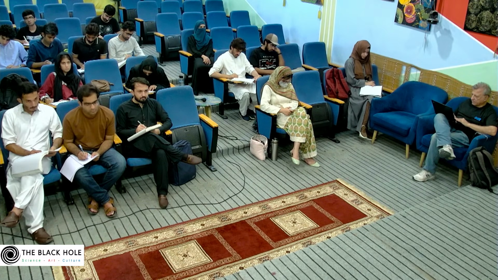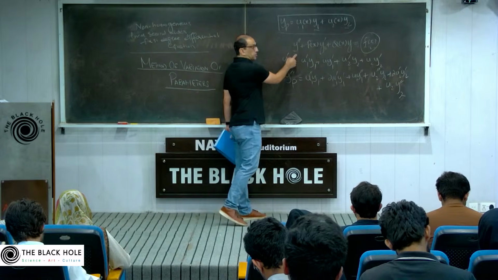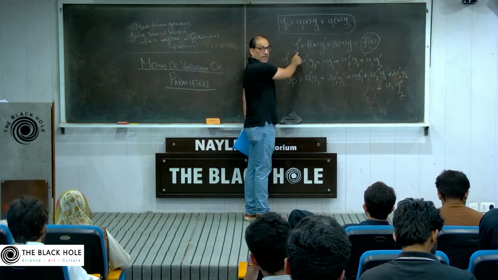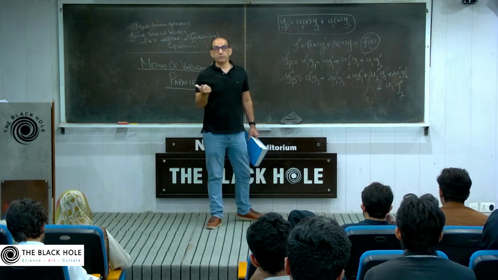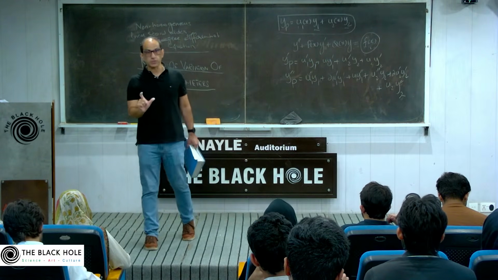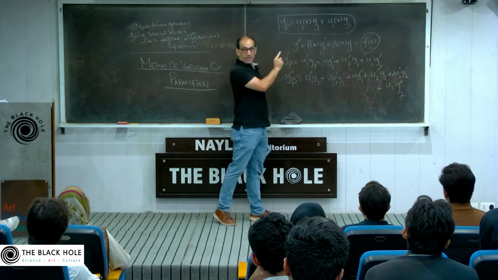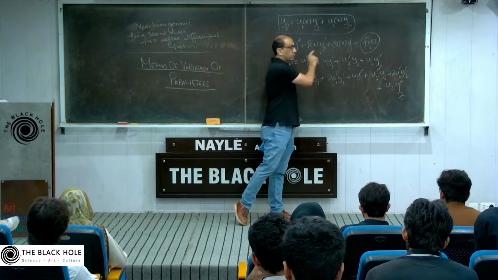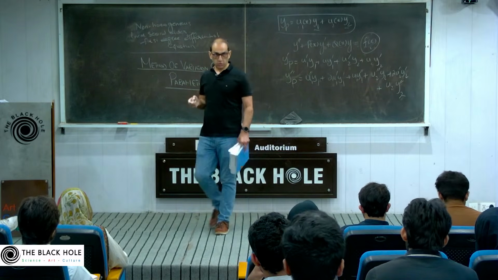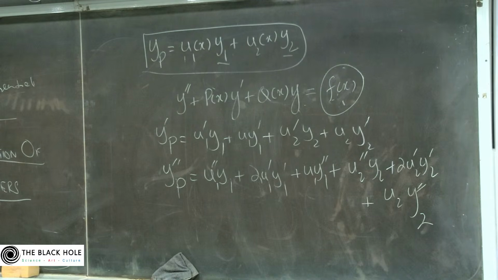Now that we have done this many times, you should immediately anticipate that there will be a term which will be y1 double dash plus p of x y1 dash plus q of x y1, which will be equal to 0, because that is a solution of the associated homogeneous part. And similarly you will have y2 double dash plus p of x y2 dash plus q of x y2, which will be equal to 0. And once I am done with all that, let me write down what I am left with.